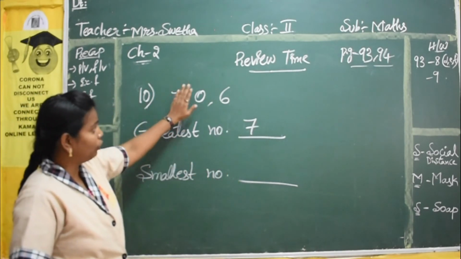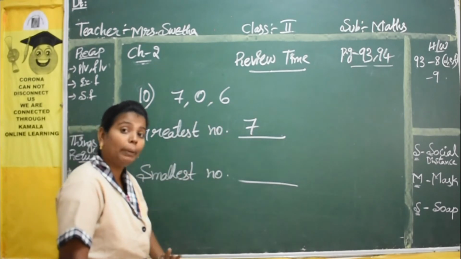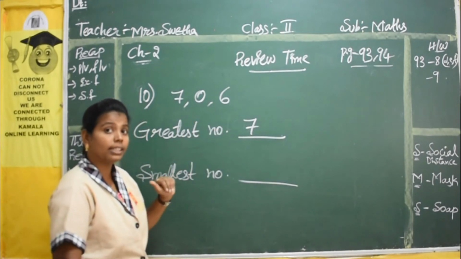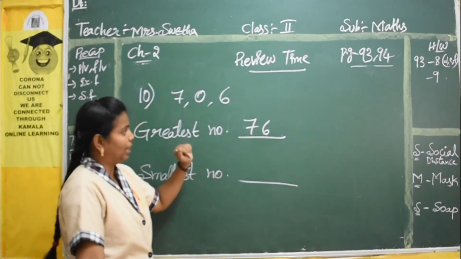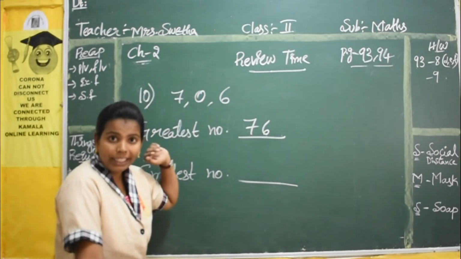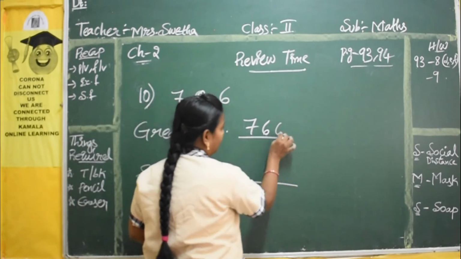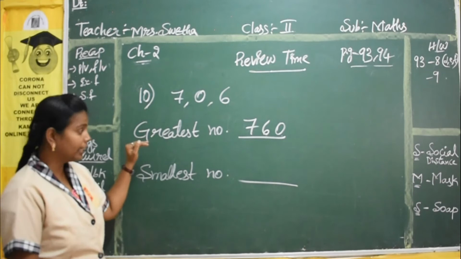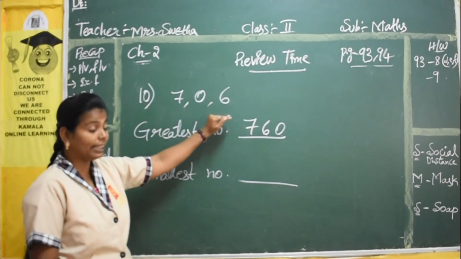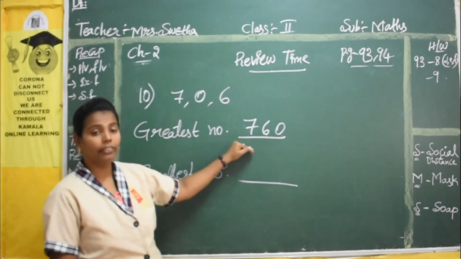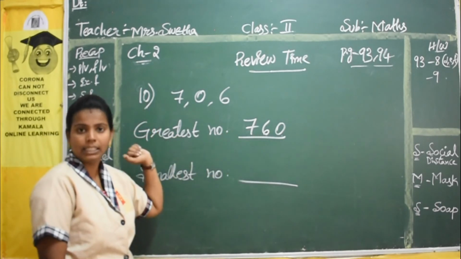Next, after 7, you have 0 and 6. From 0 and 6, which is the bigger one? 6 is the bigger one, so we take 6. The left out number is 0, so we take that. So what is the greatest number formed with 7, 0 and 6? It is 760. 760 is the greatest number.